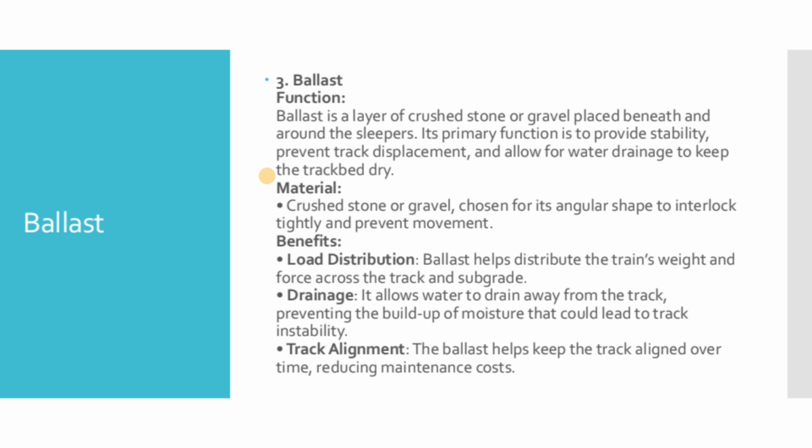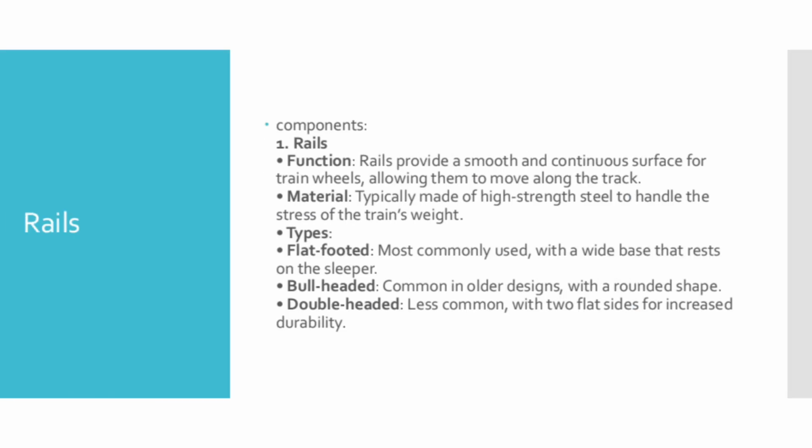Okay, now next portion, track alignment. The ballast helps keep the track aligned over time, reducing maintenance cost. Okay, it also reduces the maintenance cost. How does it reduce the maintenance cost? Because it keeps the track aligned, how it should be in position. Okay, now let us see the next portion. So over here we can see the ballast.